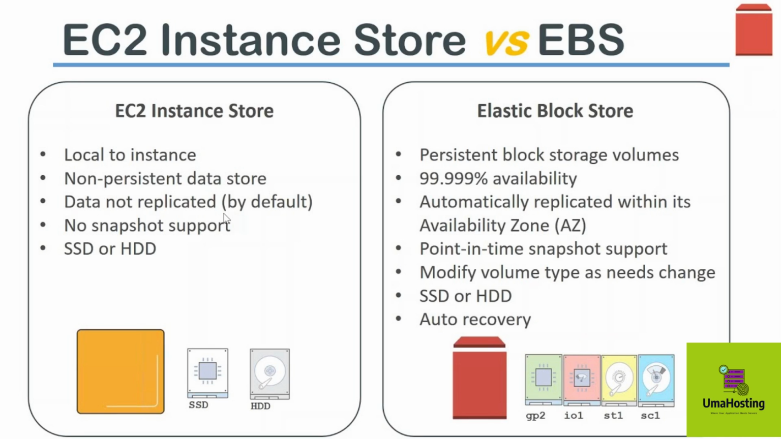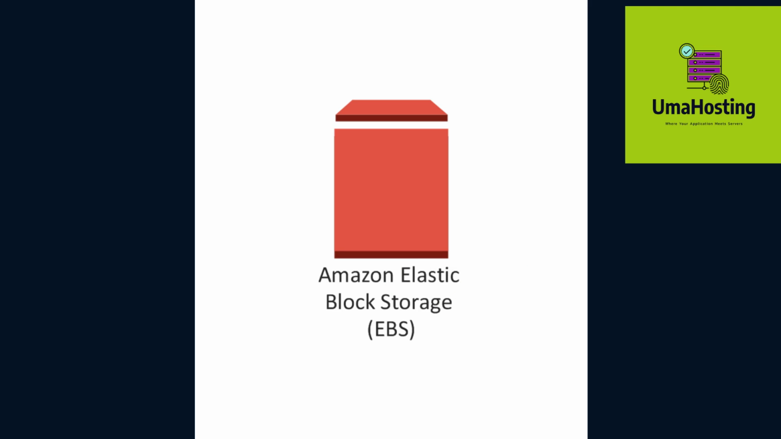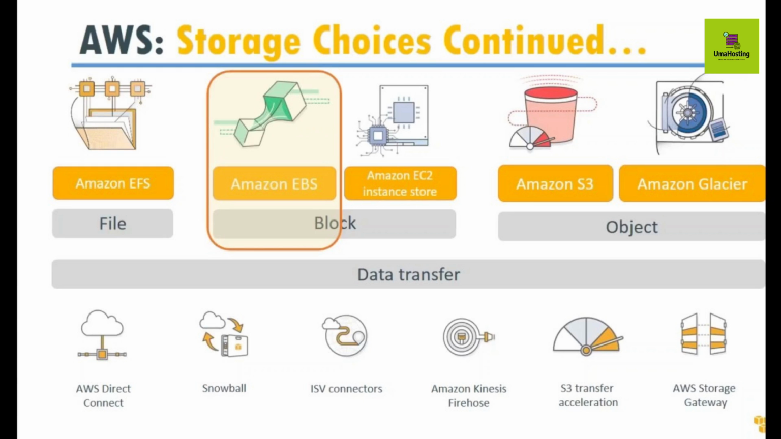EBS volumes are independent of the EC2 instance, meaning that they exist as two different resources. They are logically attached to the instance instead of directly attached like instance store volumes. From a connectivity perspective, only a single EBS volume can ever be attached to a single EC2 instance. However, multiple EBS volumes can be attached to a single instance.